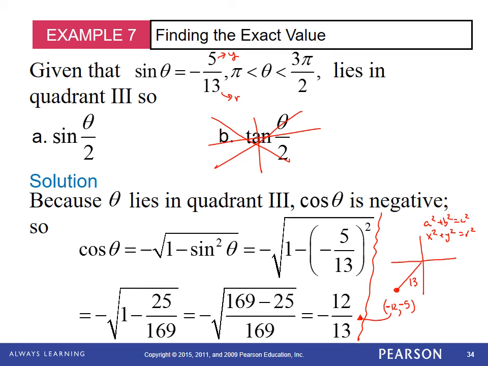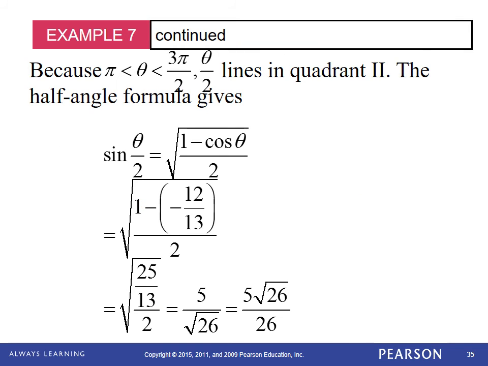Okay, once that is done, now you have to figure out where does theta over 2 lie. And let's talk about this here, because that's not in the textbook that much. If you are in quadrant 3, you gotta think about this here, and you're going to take half of this angle. The question is, where are you going to end up?